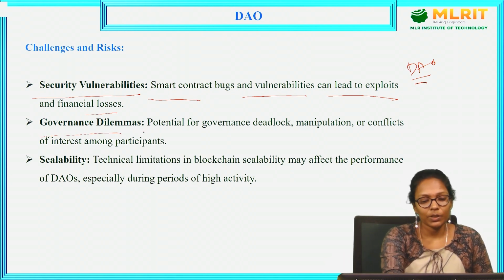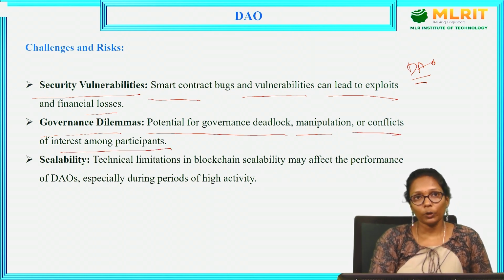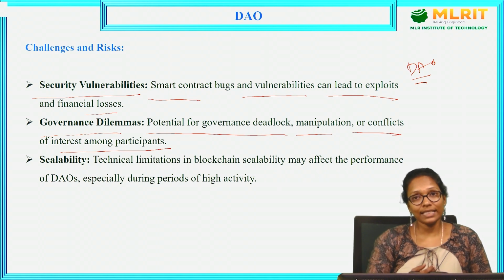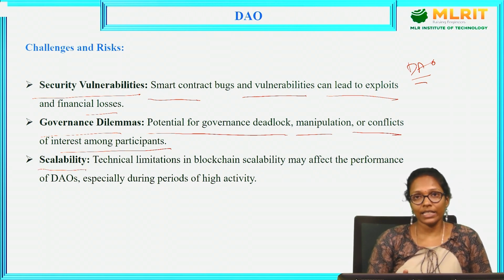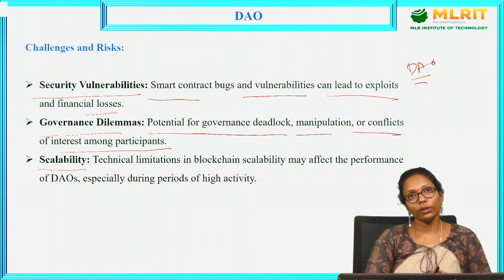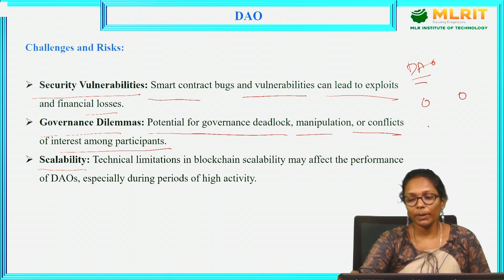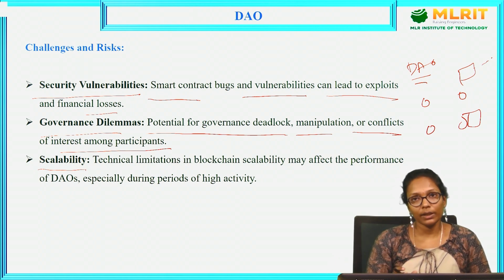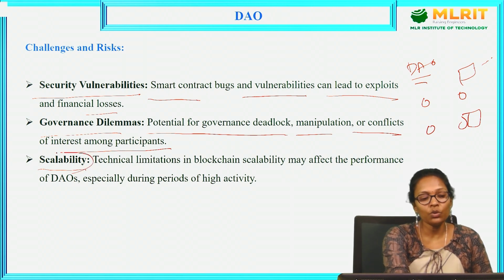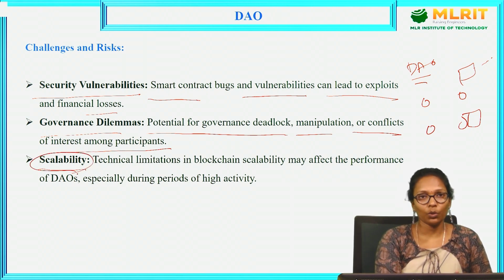And next, governance dilemmas: potential governance deadlock, manipulation or conflicts of interest among the participants. So participants need to show interest, and as it is a new technology, they need some training for that also. And scalability: as we know, if the size of the blockchain increases, then it doesn't work perfectly, right? So that is scalability. Why? Because at each and every node, you are maintaining the complete blockchain. So if the blockchain size increases, then each and every node has to provide that much space for the complete blockchain. That is the main issue with the blockchain, as well as in the DAO, the scalability issue.